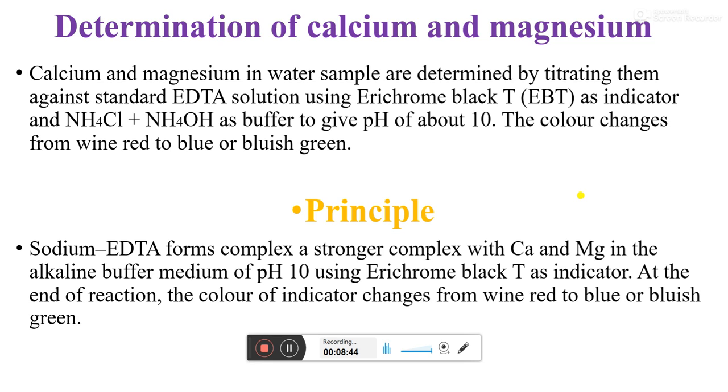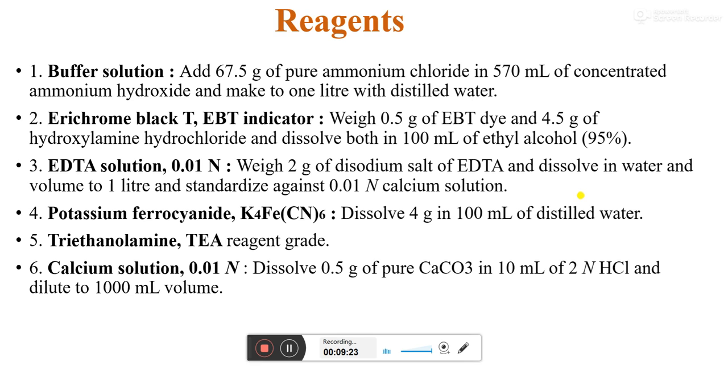Ammonium chloride and ammonium hydroxide are used as buffer to give pH of about 10. Then the color changes from wine red to bluish green. So in case of calcium and magnesium, the color changes from wine red to bluish green. While we are considering the calcium, the color changes from pink to bluish. Okay. Principle: sodium EDTA forms a stronger complex with calcium and magnesium in the alkaline buffer medium of pH 10 using Eriochrome Black T as indicator. At the end of reaction, the color of indicator changes from wine red to blue or bluish green.